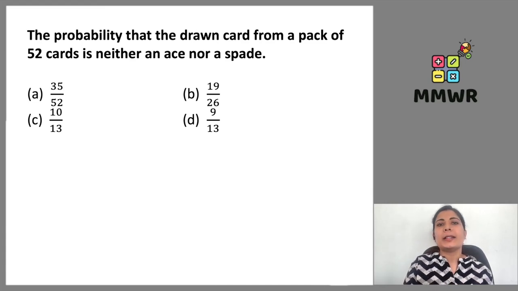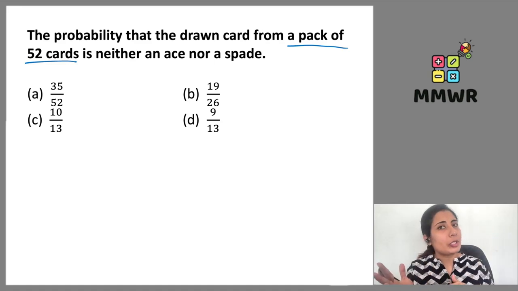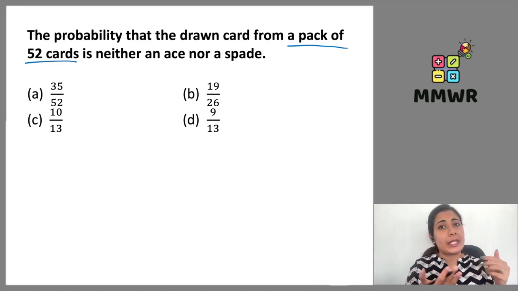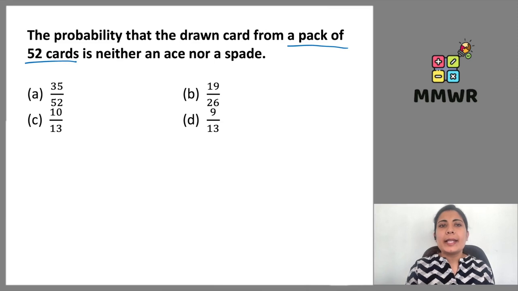The probability that the drawn card from a pack of 52 cards, we know that 52 cards are there, 9 number cards are there, 4 special cards are there. In the 4 special cards we have one ace, 4 types of 4 different categories, and 3 face cards are there, jack, queen, king, which is again 4 categories we have. So total 52 cards are there with us. What we have to do, we have to find out the probability that after picking up any of the cards randomly, the card is neither an ace nor a spade.